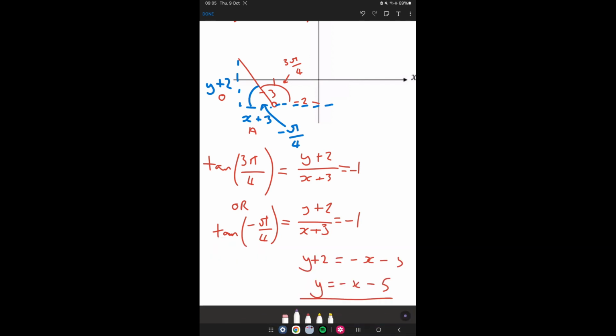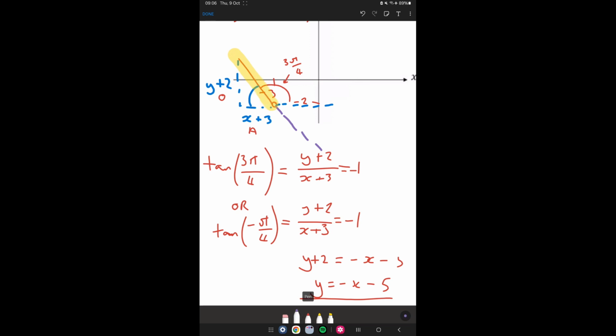So this bit of my line, because remember, y is equal to minus x minus 5 would just continue on like this. It would just go like so, where that purple line is. I'll get rid of this to make it a bit easier for you to see. So that line's going to continue down here, but remember, it's only this bit of the line that I'm interested in.